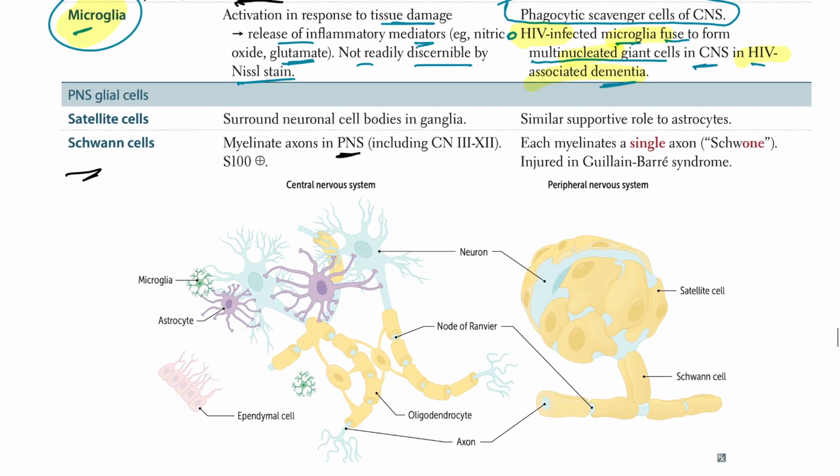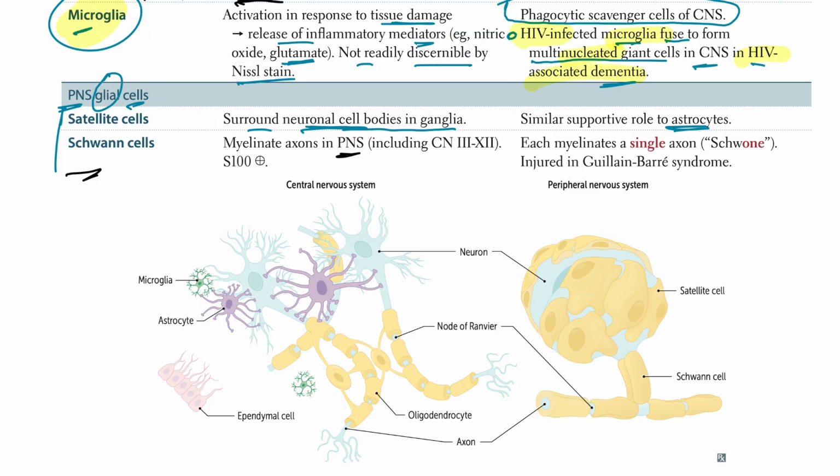All right, now a similar thing for the PNS. The PNS supporting cells are as follows. They are the satellite cells. They surround the neuronal cell bodies in the ganglia, and have a similar supportive role to astrocytes. What are they surrounding? Neuronal cell bodies in the ganglia.